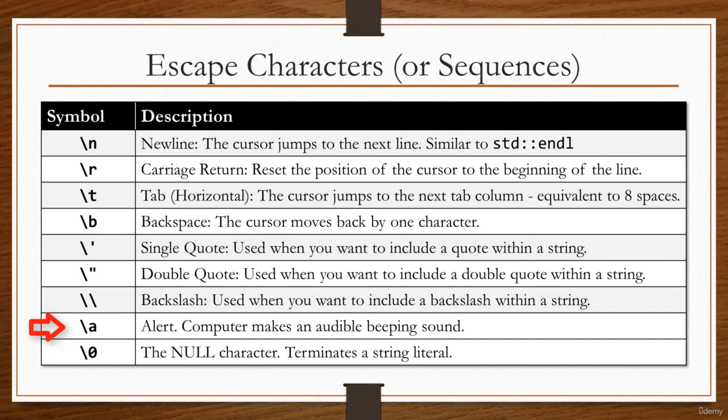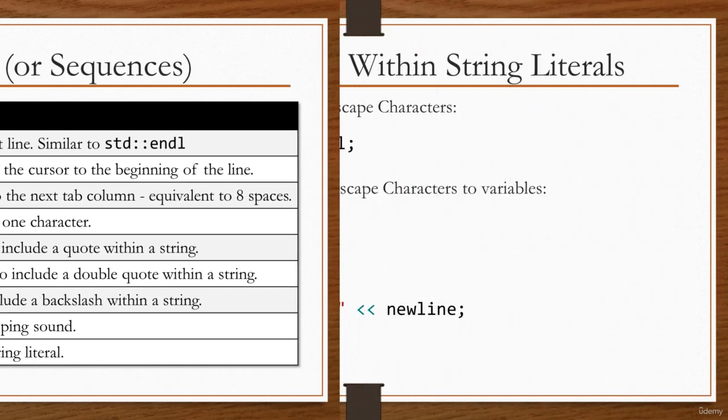Next we have the backslash A, which is used for an alert, and the backslash 0, which is the null character. Now the null character terminates a string literal. If you have some string literal such as hello, you can think of that string literal as a character string or some character container that is going to terminate or end with the null escape sequence. I just want to introduce that here, but don't worry about it too much. We will learn more about this in the module C++ 102 in a special lesson dedicated to characters and strings.